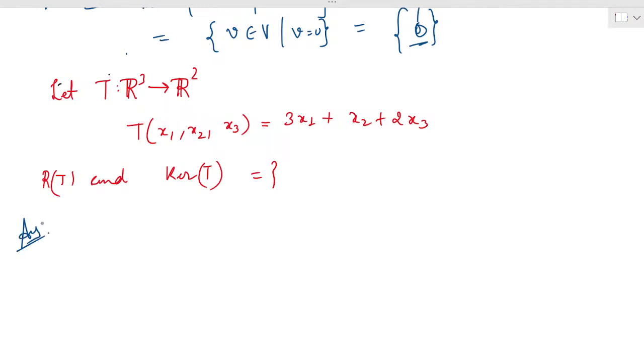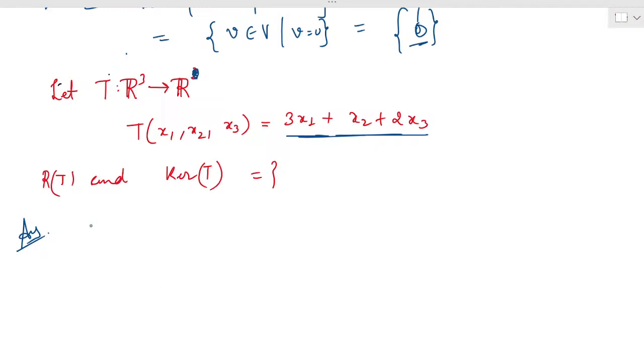So see, range of T would be what? Let us understand a few of the things. So not r square, this is r. See, I've added them up, so basically I'm getting a single element here. So I'm getting a single element means this is r, this is not r square.